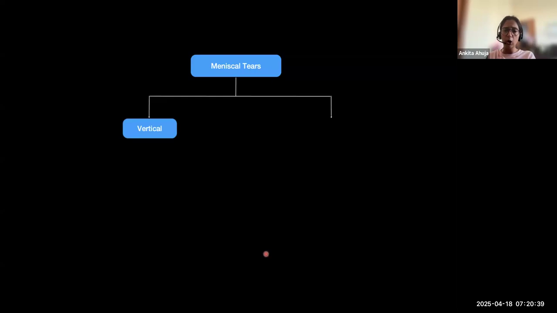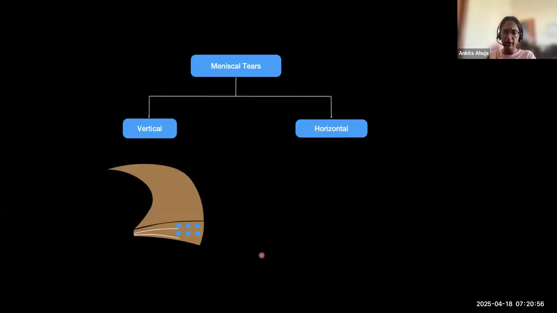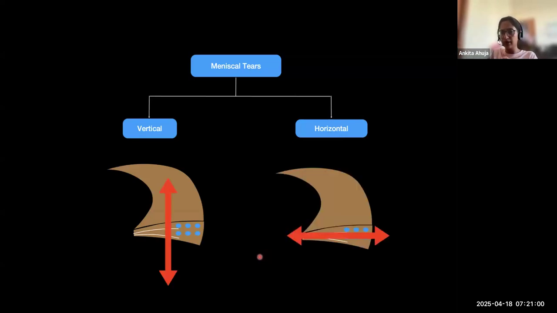Now, how many types of tears do you think there can be? So again, hands up. You can cut the meniscus like this, or you can cut the meniscus like this. Any structure, if I believe this is the meniscus, I can cut it like this or like this. There are just two simple ways to cut a meniscus, right? Something which cuts it from top to bottom, or something which cuts it from side to side. Simple. So similarly, vertical tears or horizontal tears.